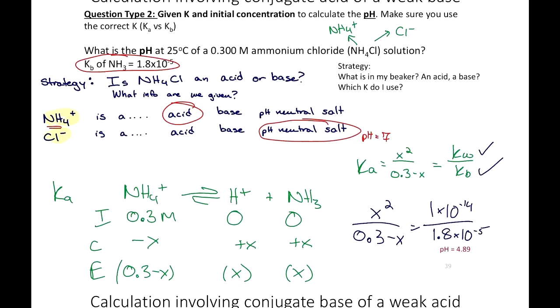All right, can you solve that? X, that requires the quadratic. Do you want to do the quadratic? No, so let's not. We can go ahead and just get rid of that minus X. Doesn't that look exactly like we've been doing this entire class? X squared over initial concentration equals a K value. We just need to make sure we use the right one.